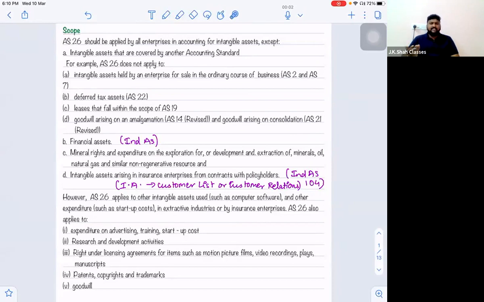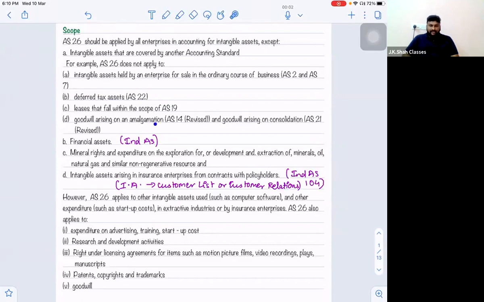Yes, you can trade in intangibles. You can be a trader of some intangible assets. Definitely, yes. Why not? You can be. Then deferred tax asset, it is covered by AS22. Then leases that fall within the scope of AS19. So generally the lease agreements are intangibles only. But since they are already covered in AS19, we have already seen how to account those leases. AS26 is silent. AS26 will not speak about it.